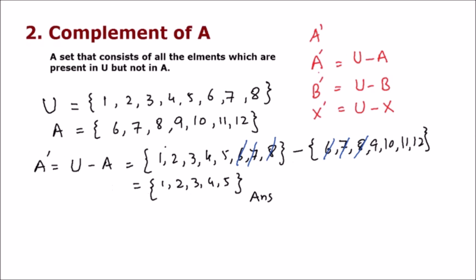So here I have done an example. The U set contains all the natural numbers from 1 to 8, and A is a set which contains 6, 7, 8, 9, 10, 11, and 12. We subtracted A from U and got 1, 2, 3, 4, 5, all the elements of U which are not in A. So in the complement of a set, we always subtract a set from the universal set. If we subtract A, then we will write A complement. If we subtract B, we write B complement. And if we subtract X, we will write X complement. Now, the sign of complement is a small slash on the capital letter of English.